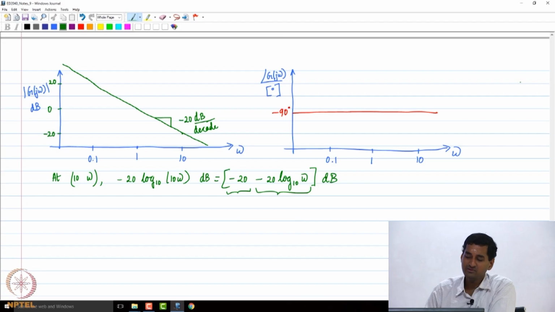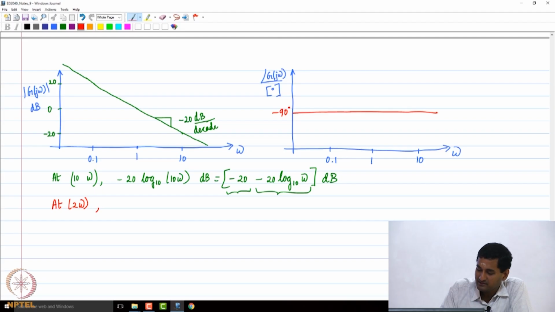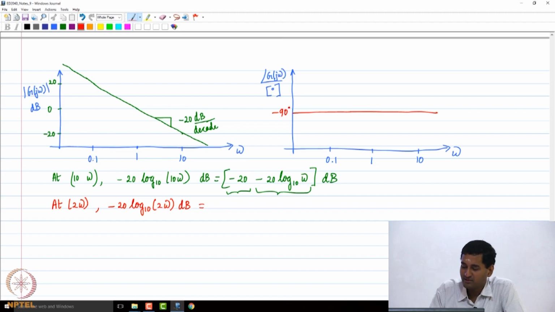And one can also illustrate this in octave. Let's say at 2 omega, what's going to be the value of this magnitude? It's going to be minus 20 log to the base 10, 2 omega decibels. So that's going to be, what is log of 2?